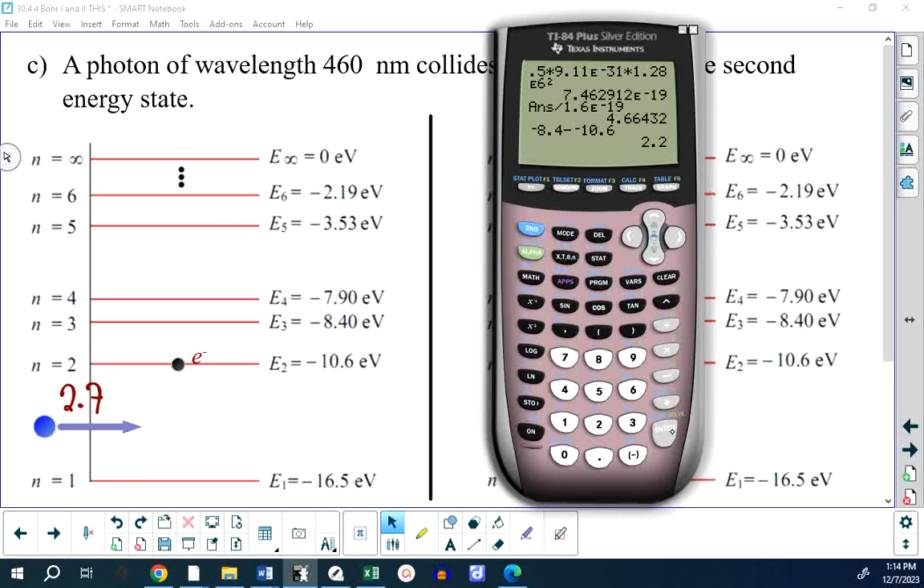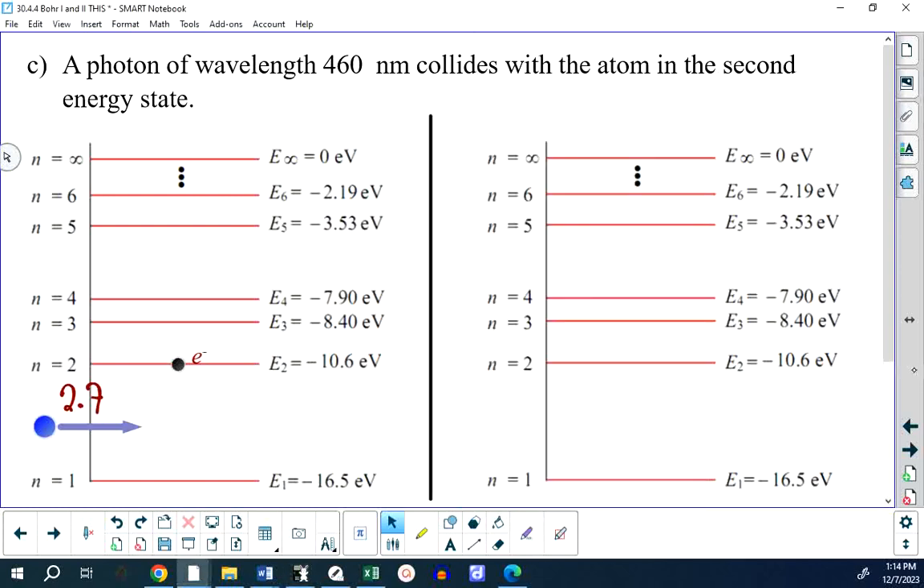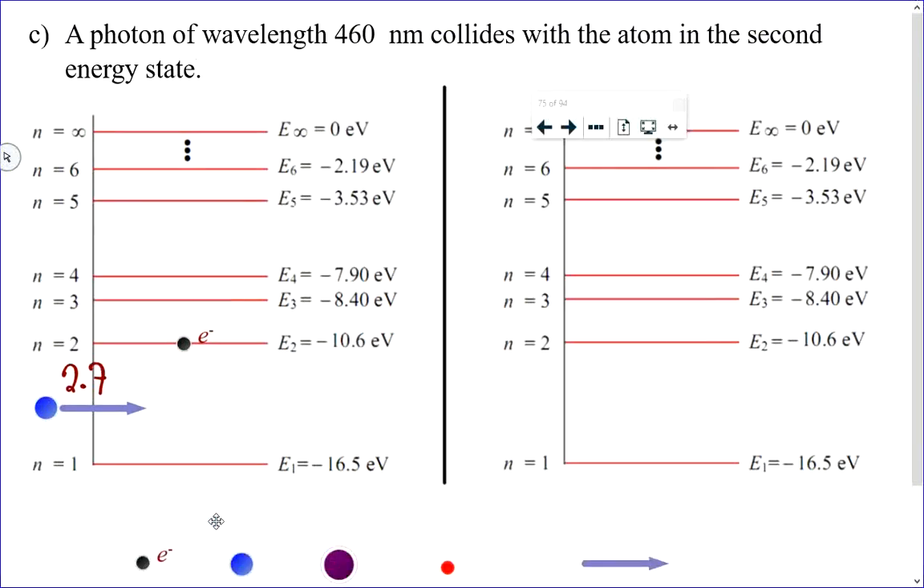Does the photon have enough energy to pop it to the third level? Well, let's see. Negative, or to the fourth. Negative 7.9 minus negative 10.6. Oh, bang on. So the electron in the atom will end up being in the fourth energy level. And what about the photon afterwards? It's gone. It doesn't exist anymore.